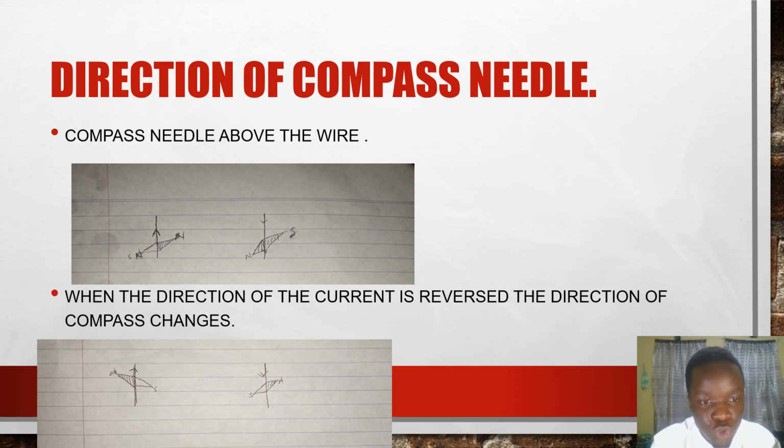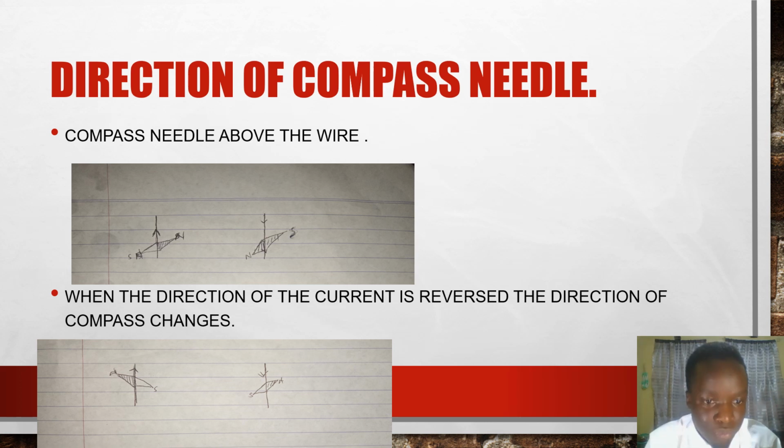Here we have two photos. The first one describes the compass needle above the wire, and the second one the compass needle below the wire. In the pictures, you can see the direction of current. Here it is moving up, here down, here up, here down. The compass needle is this one. The shaded part is the north, and the unshaded one is the south. Here is the north, south, north, south, north, south.